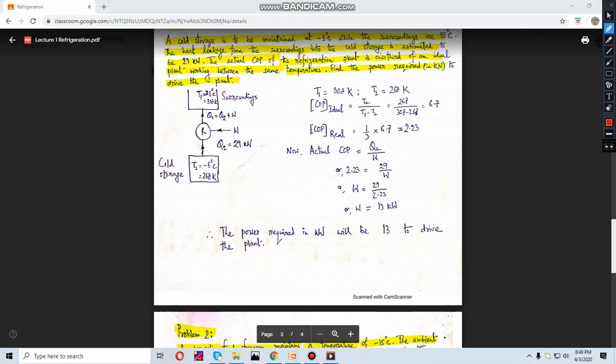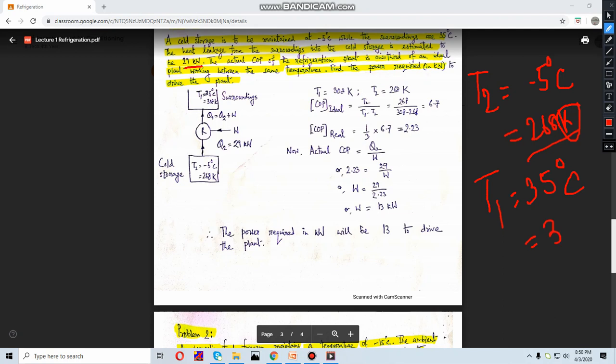A cold storage is to be maintained at -5 degrees Celsius while the surroundings are at 35 degrees Celsius. The heat leakage from the surroundings into the cold storage is estimated to be 29 kJ. Now you can see that the temperature of the cold storage will obviously be lower. Thermodynamics deals with only absolute temperatures; in most cases you will see the application of Kelvin, not degrees Celsius. So T2 is considered to be 268 K, while the surroundings are at 35 degrees Celsius, which means 273 plus 35, so it will become 308 kelvin. Okay, is that okay?